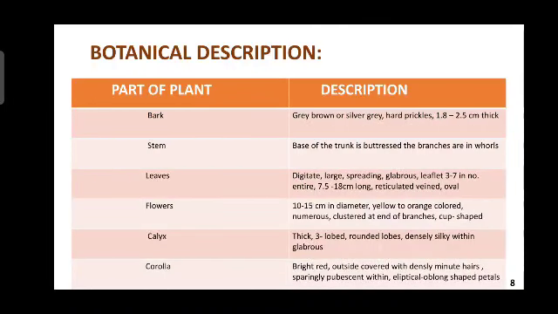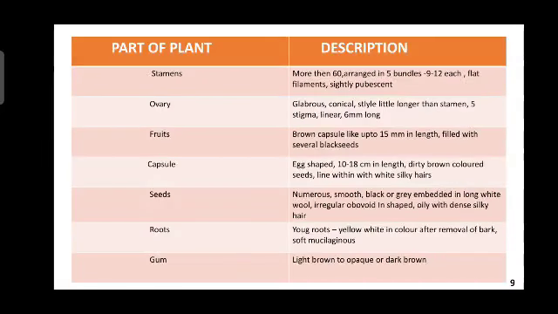Corolla bright red outside, covered with dense, minute hair, sparingly pubescent within, elliptical oblong shaped petals. Stamens more than 60, arranged in 5 bundles. Ovary glabrous, conical, style a little longer than the stamens, 5 stigmas, linear. Fruits brown, capsule like, up to 15 cm in length, filled with several black seeds. Capsule egg shaped, seeds numerous, smooth, black or grey, embedded in a long white wool, irregular, ovoid in shape, oily, with a dense silky hair.